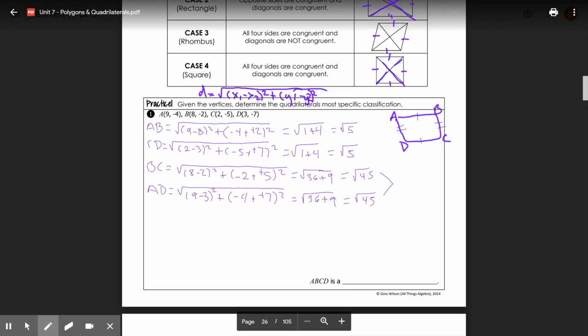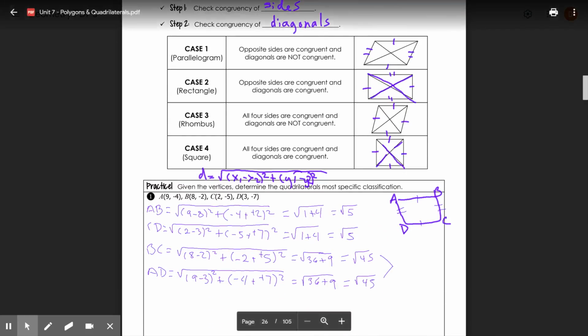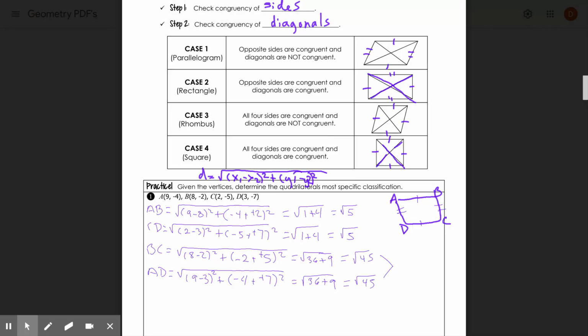So now, is it a rectangle or a parallelogram? Because rectangles and parallelograms, if you remember from up here, are the ones where you have opposite sides that are the same, but they're not all the same. So far we have opposite sides are congruent. Now we need to check the diagonals.